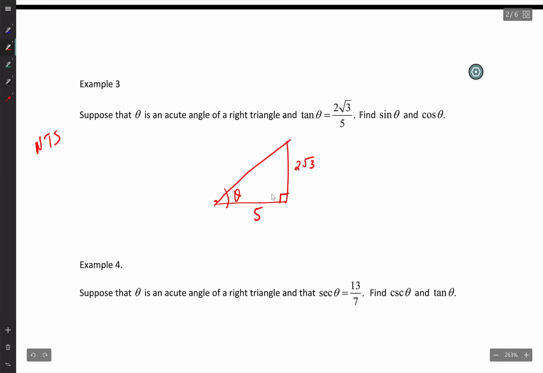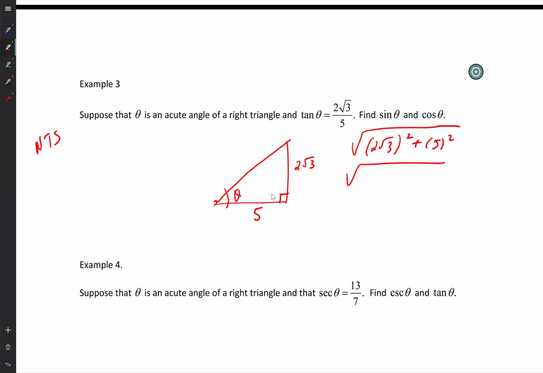Before I can find sine and cosine, I need to figure out the hypotenuse. To do that, just use the good old Pythagorean theorem: 2 square root of 3 squared plus 5 squared. Let's see if we can do this by hand. 2 times 2 is 4. Square root of 3 times square root of 3 is 3. 4 times 3 is 12. 5 times 5 is 25. 25 and 12 is 37. Does 37 break down? Nope. Leave it as square root of 37.